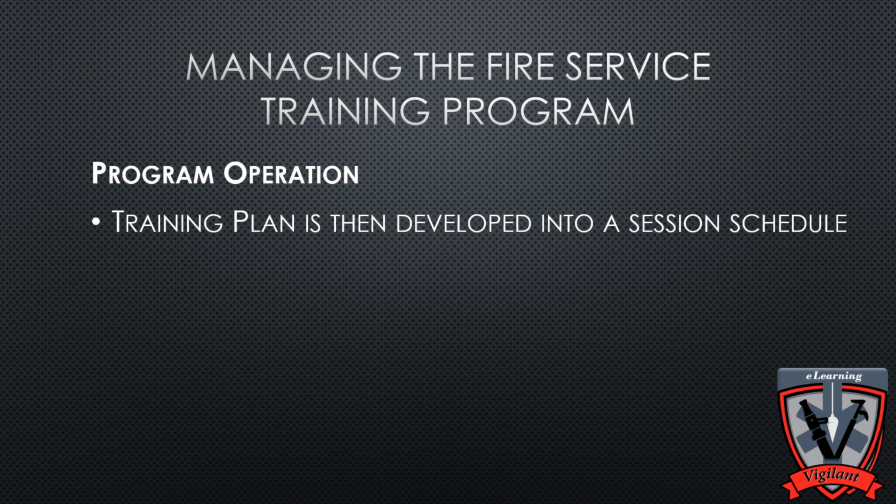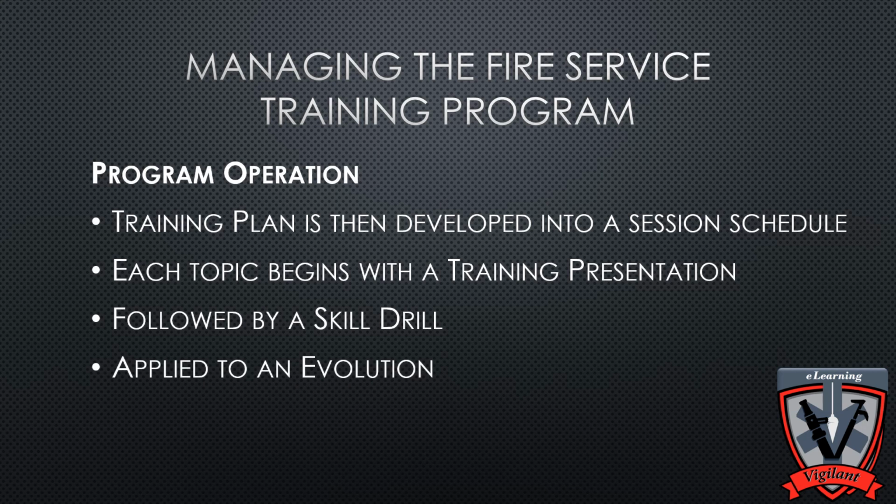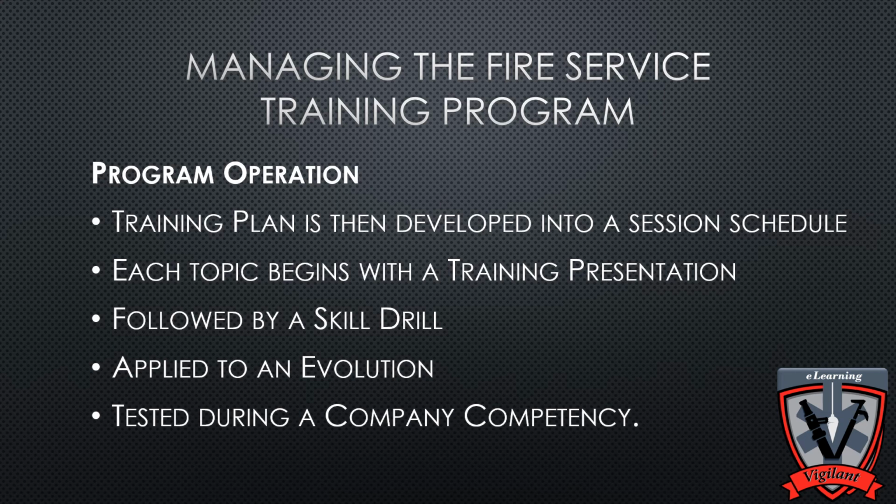So the training plan is then developed into a schedule. We take all of the lessons that we're going to teach and we put them into a schedule. And each topic that we're going to get into is going to begin with that training presentation, and then follow that with a skill drill session, and then we'll apply it in an evolution. And then we test these things during what we call company competencies. So this is a drill where the company comes down, and maybe the company competency is to stretch a 1 and 3/4 inch hand line to the second floor of a simulated bedroom fire. It's a training, it's a rep, it's an evolution.